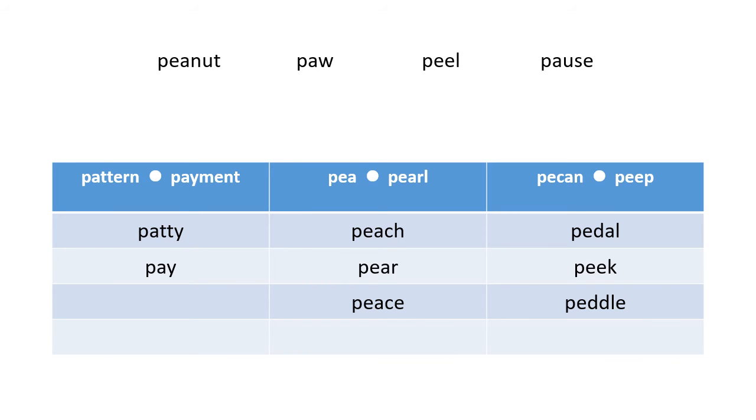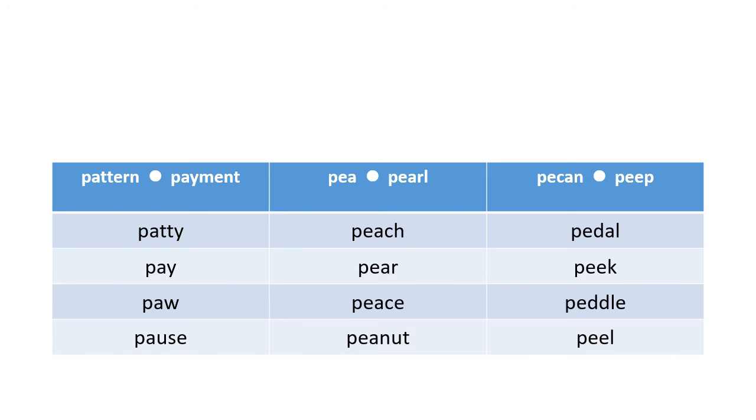My next slide shows the words peanut, paw, pill, and pause. These are my last four words. Pause the video and see if you can figure out where these words would go. Peanut, paw, pill, and pause. Nice work.